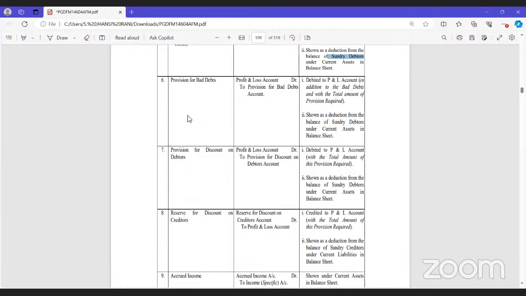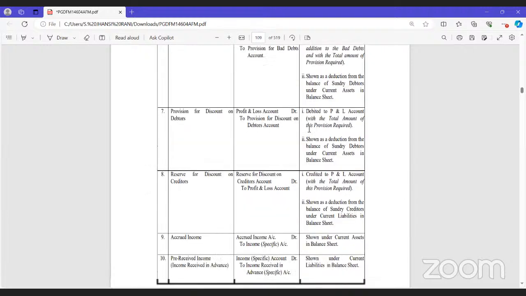In addition to the bad debts, the total amount of provision required. Bad debts is different, provision is different. Provision means we are assuming that in future also we may get a loss. So, to cope with that loss, we are making some provision. So we debit it to the profit and loss account and we deduct it from the balance sheet, sundry debtors.